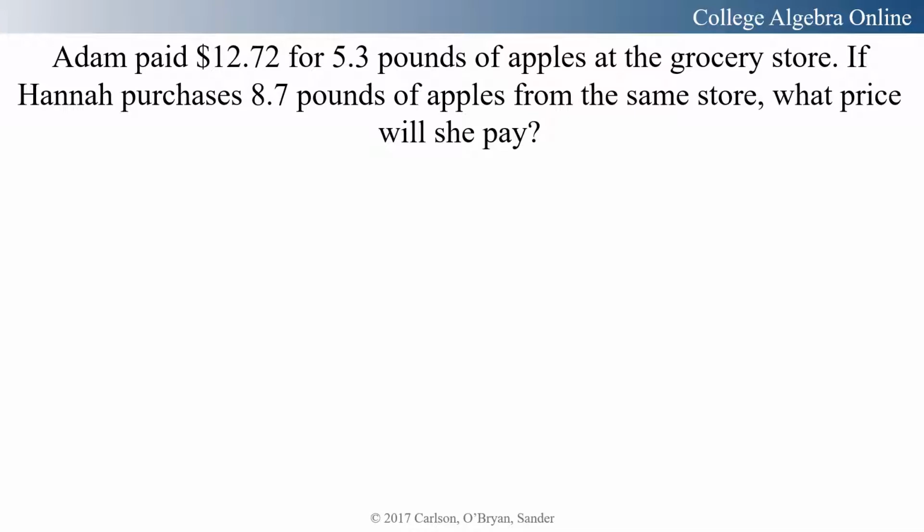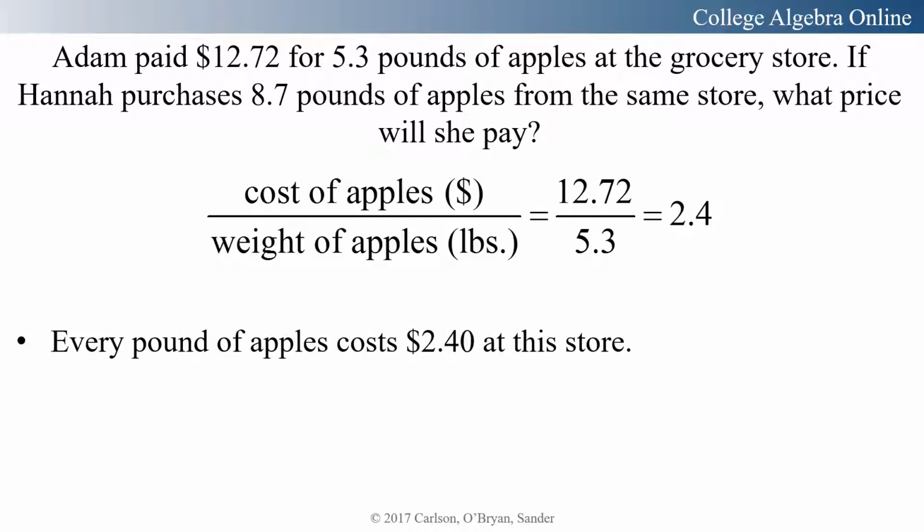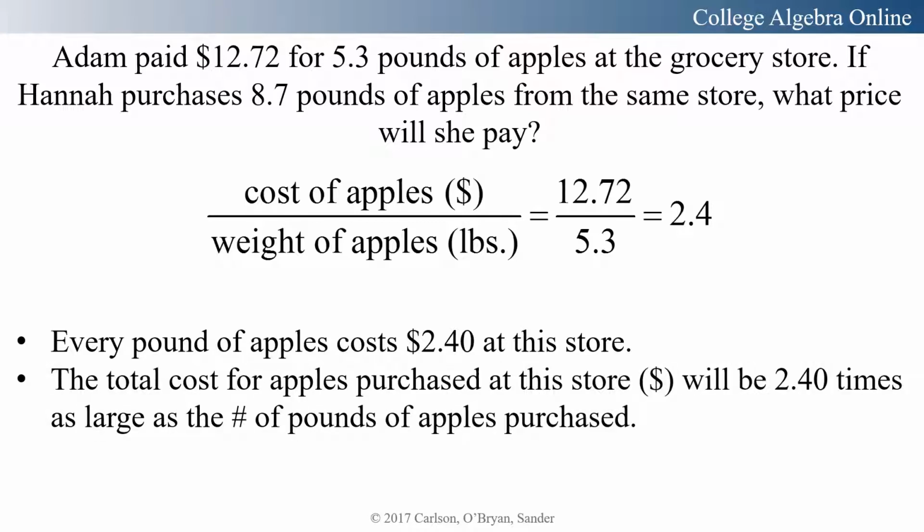Since they purchased apples from the same store, we can assume that the apples had the same cost per pound. The ratio of the total cost of apples in dollars to the weight of apples Adam purchased in pounds has a value of 2.4. This tells us two important pieces of information. Every pound of apples costs $2.40 at this store, and the total cost for apples purchased at this store in dollars will be 2.4 times as large as the number of pounds of apples purchased.